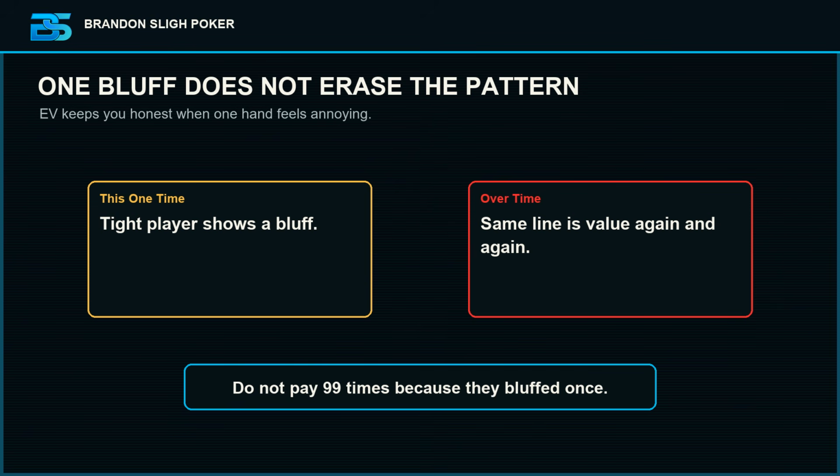If that same player takes that same line 100 times and they have it 99 of those times, calling because they bluffed once is how you start gifting them money for free. EV is math keeping you honest.